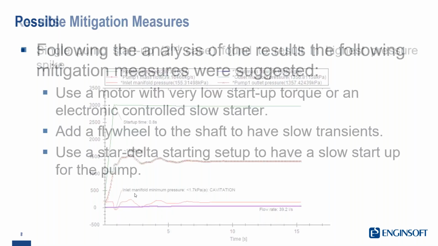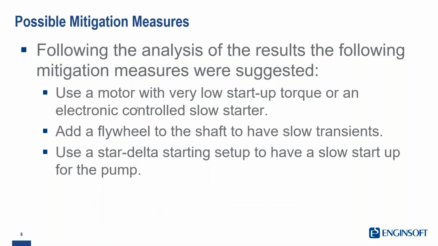This can be done in different ways. For example, using a motor with a low startup torque, so you can better control the velocity of the ramp up of the RPM of the pump. Add a flywheel to the shaft to have a slow transient, or use a star delta starting. It's a way to better control the current of the motor and have a slow startup of the pump.